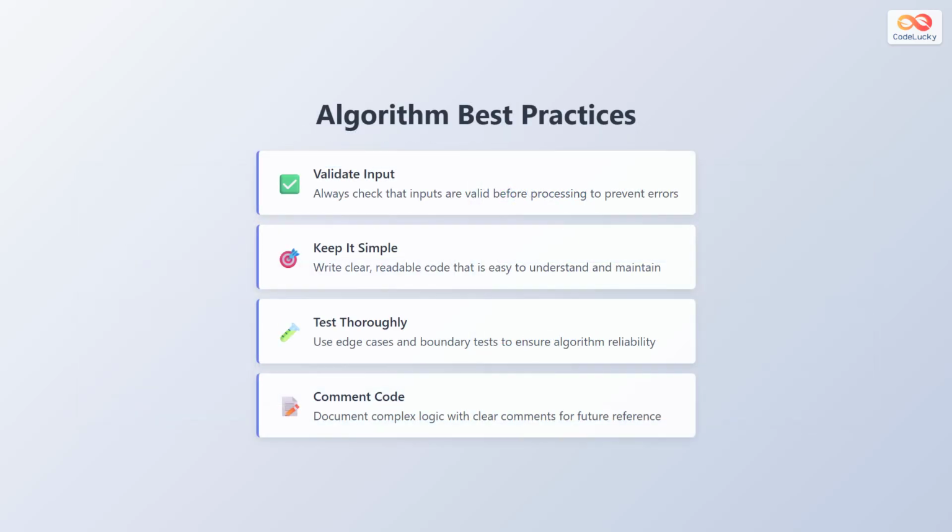When designing and implementing algorithms, follow these best practices. First, validate input by checking that all inputs are valid before processing to prevent errors and unexpected behavior. Second, keep it simple by writing clear and readable code that is easy to understand and maintain for yourself and others. Third, test thoroughly using edge cases and boundary tests to ensure your algorithm is reliable and handles all situations. And finally, comment code by documenting complex logic with clear comments for future reference. Following these practices ensures your algorithms are robust, maintainable, and reliable for production use.